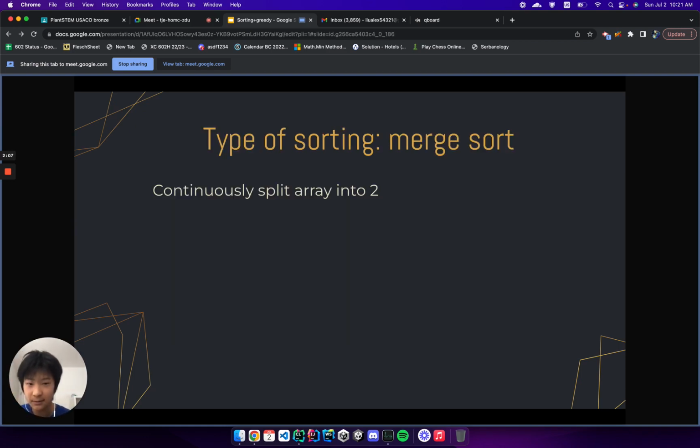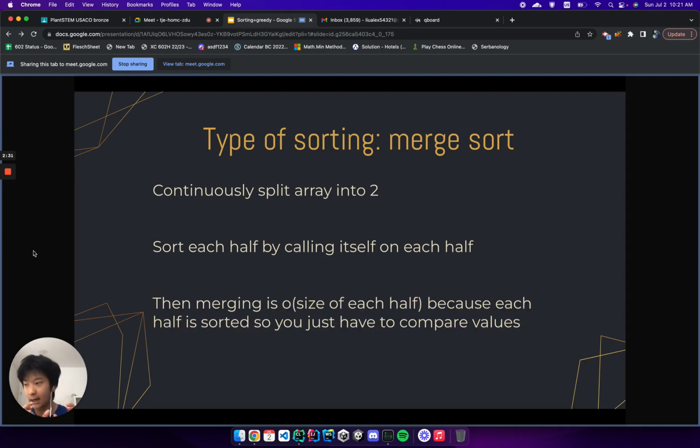The specific type of sorting I was talking about is merge sort. Basically the idea behind merge sort is that you take an array and split it into two equal lengths. Then you sort each half by calling the function on each half. Once you've sorted each half, all you have to do is merge the two sorted arrays into one array.